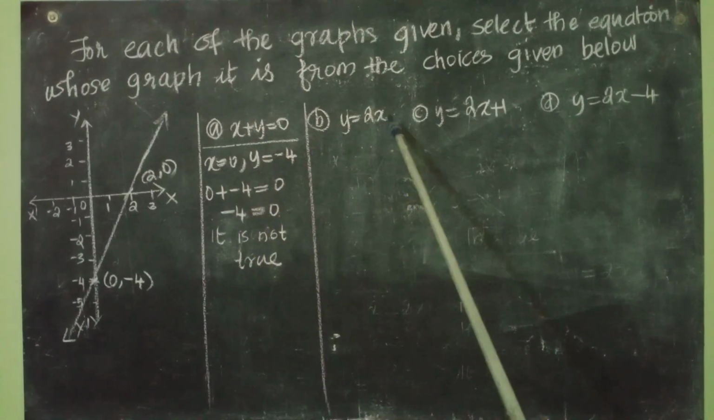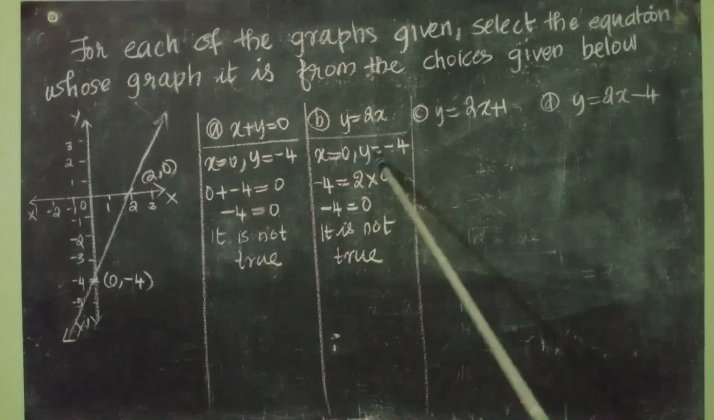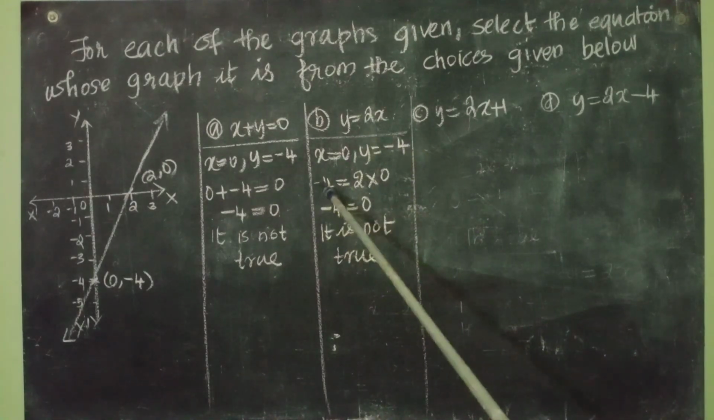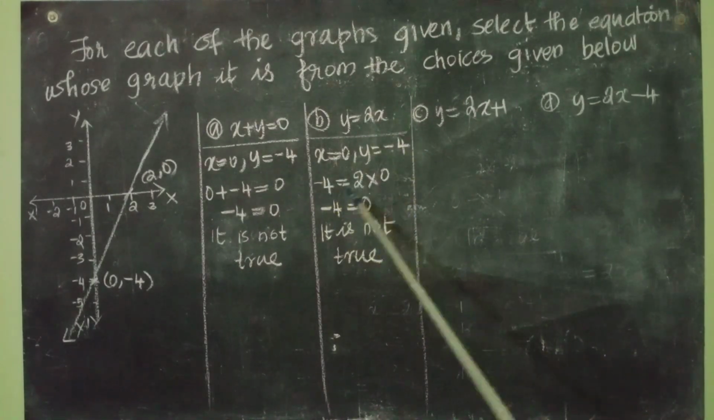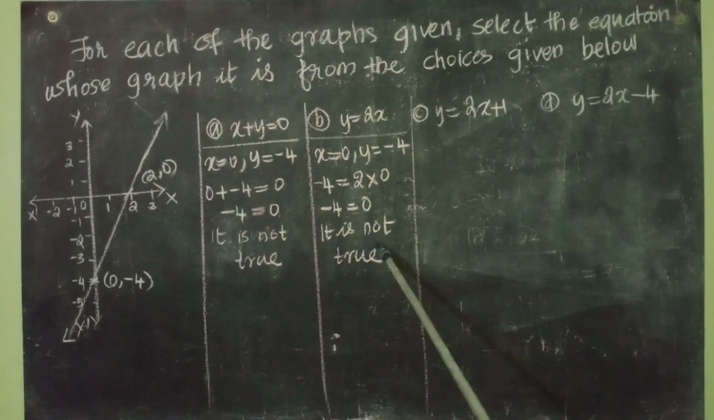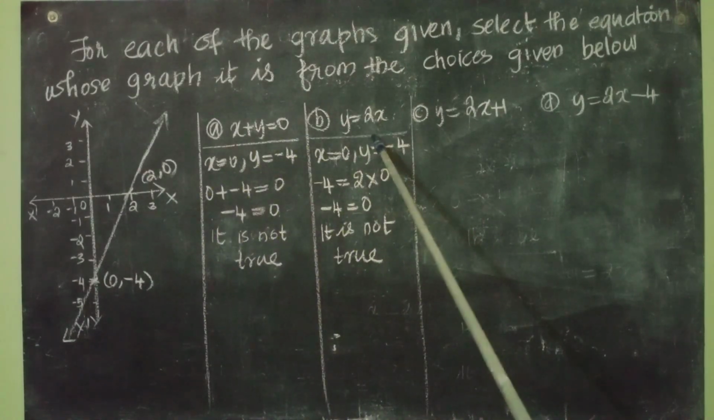Now let us check for the next equation. So if we give x equal to 0 and y equal to minus 4 in the equation y equal to 2x, we get minus 4 equal to 2 into 0. That is minus 4 equal to 0. It is also not true. So this graph is not represented by the equation y equal to 2x.